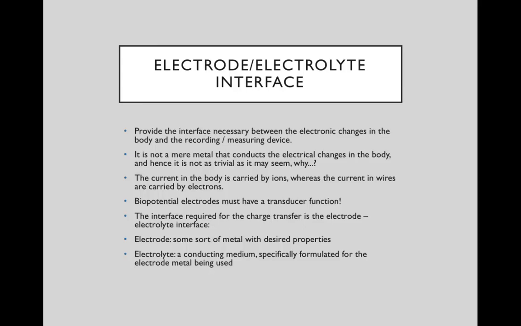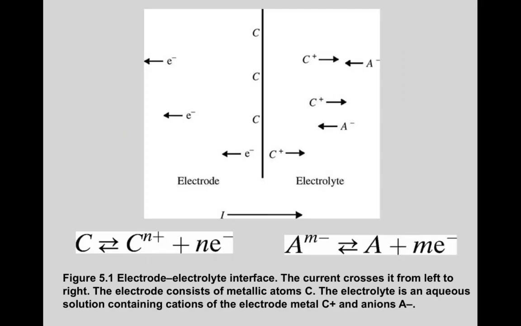The electrode is typically some sort of metal with desired properties, and the electrolyte is a conducting medium that's specifically formulated for the electrode metal being used. Here's a simple example of an electrode-electrolyte interface, illustrating that within the electrolyte, it is cations and anions that are carrying the current, and within the electrode itself leading to the instrumentation, it is electrons that are carrying the current. The cations undergo a reaction where they give up some number of electrons depending on their valence, and the anions end up accepting these electrons, also depending on their valence.